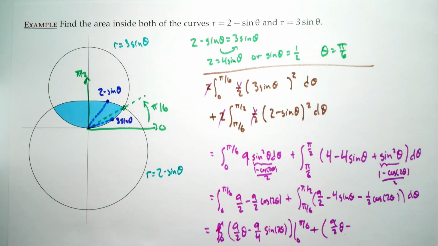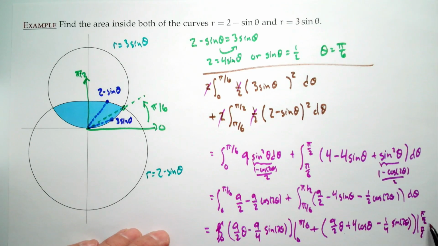We haven't actually done the sine today. I don't think we have. Yeah, it'll be a plus 4 cosine theta minus 1/4 sine of 2 theta from pi over 6 to pi over 2. And we plug it in, and lo and behold, we get an answer.